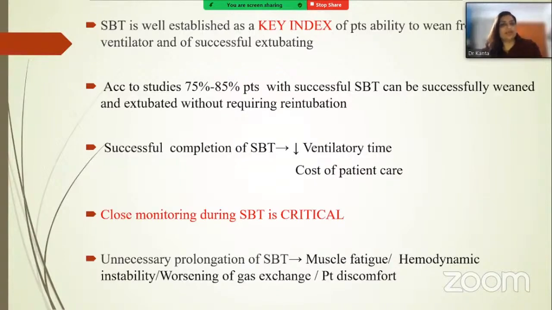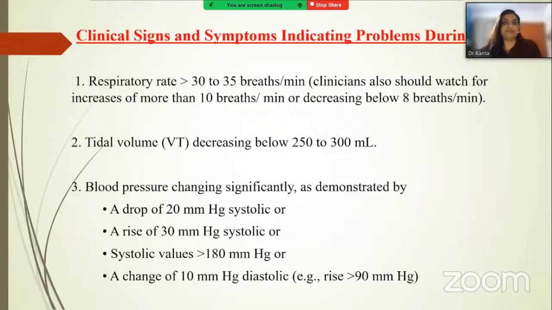But close monitoring is a must for SBT, so that you do not unnecessarily prolong the SBT, as it may cause muscle fatigue, hemodynamic instability, worsening of the gas exchange, and the patient's discomfort. It may rather prolong your weaning than being helpful.